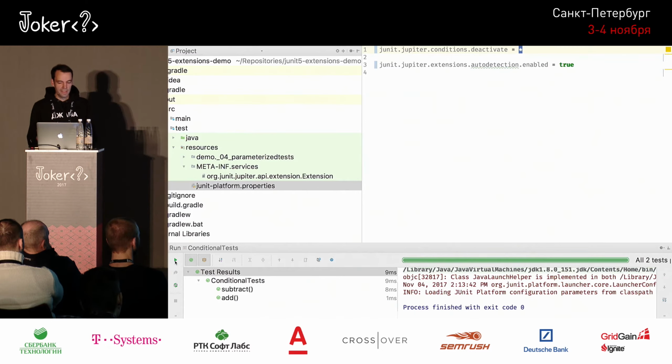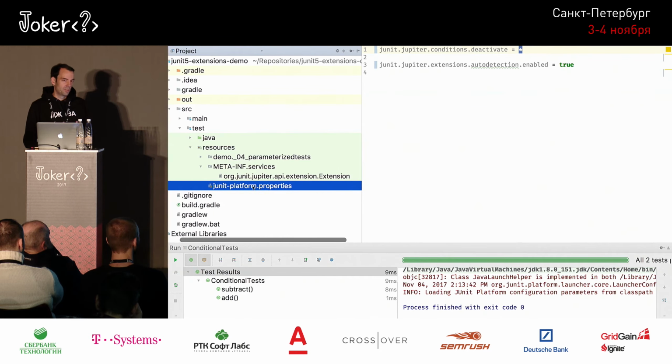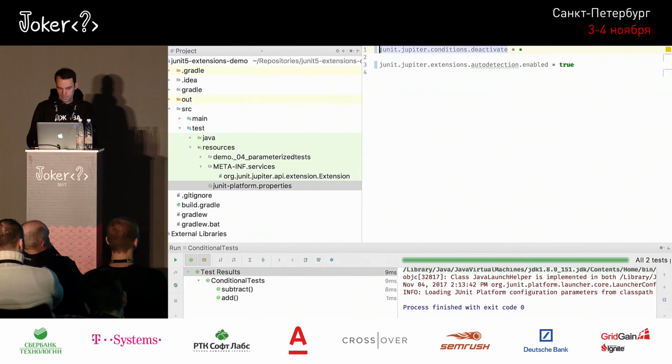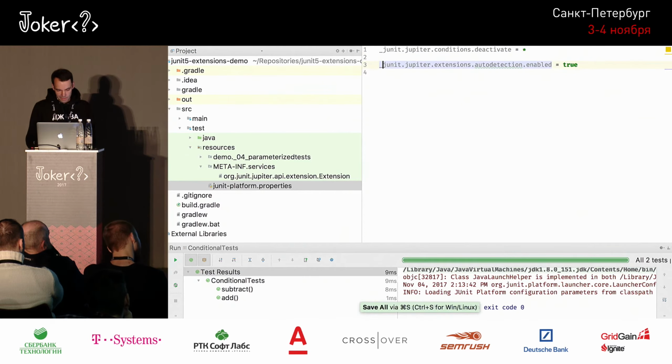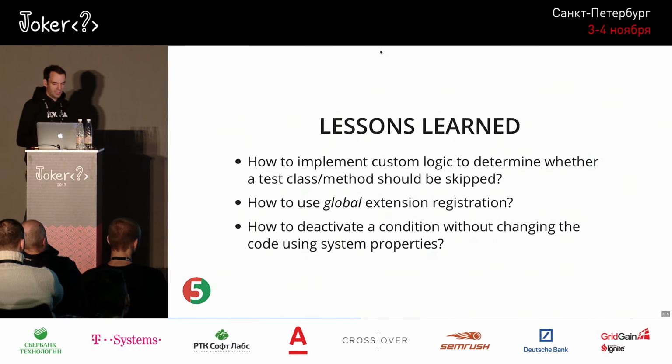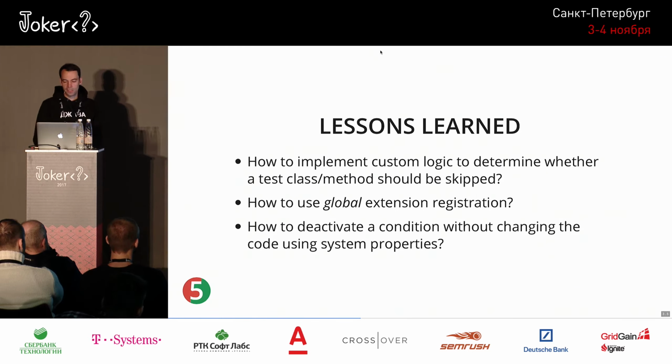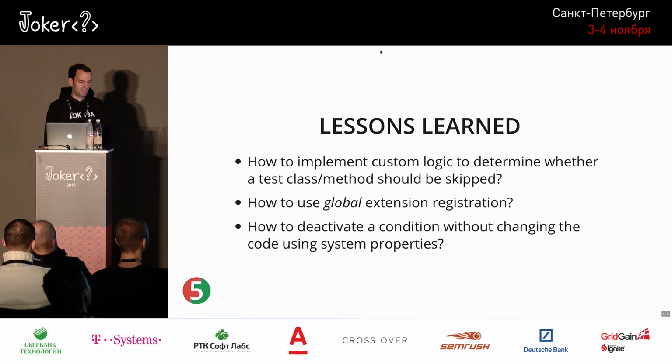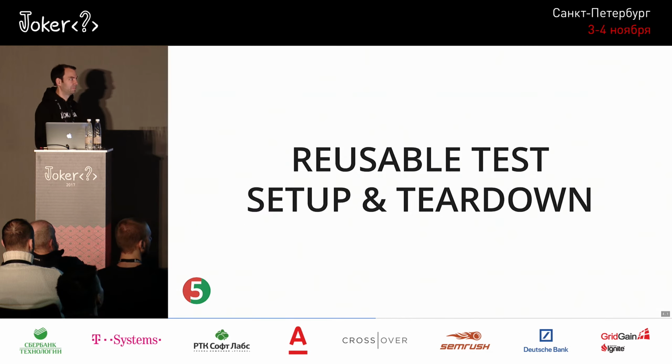So you can add extensions, you can influence the behavior using this properties file, and you can actually check that in, so you do not have to rely on system properties. All right, so let me revert that for now. So we have now seen how to use global extension registration, and we have seen how we can deactivate a condition or all conditions without changing the code, using system properties or even this properties file. That was the first example.